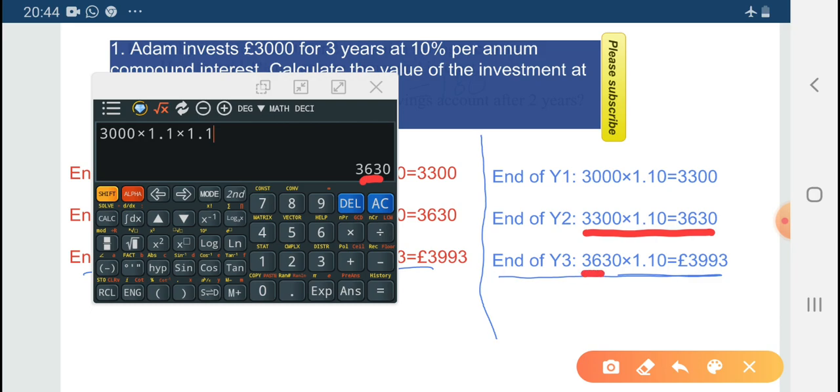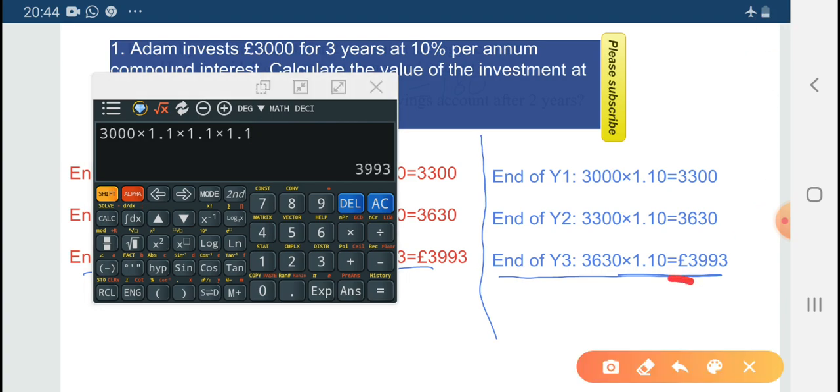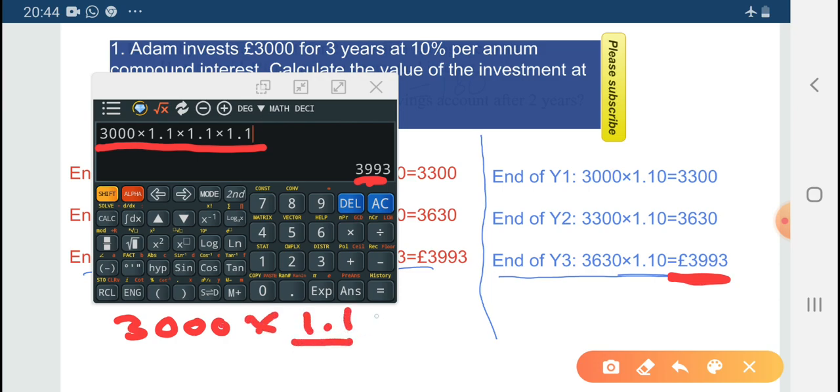And remember, this is the start balance of the next year. So I have to times that by 1.1, and this will give me my amount at the end of the third year. But look at what I've got on my screen. What I've done is I've done 3,000 times 1.1 for the first year, times another 1.1 for the second year, times another 1.1 for the third year. Remember, these 1.1s are because it's a 10% increase.